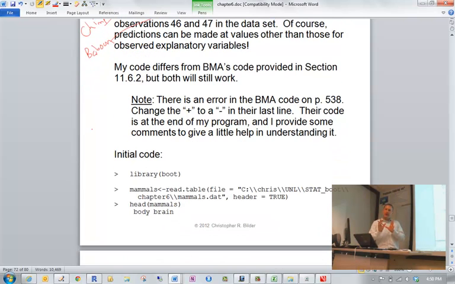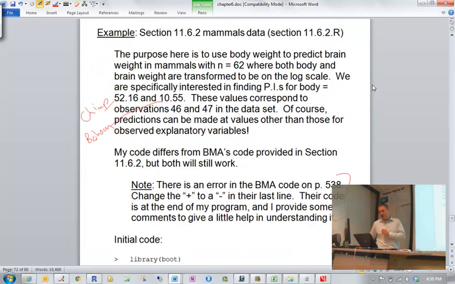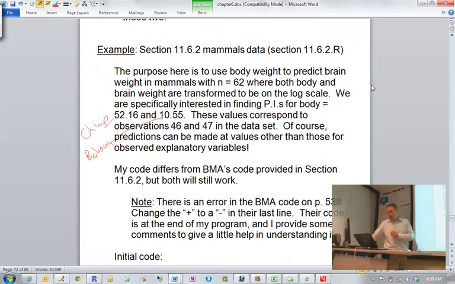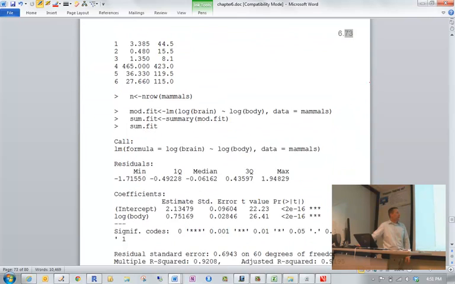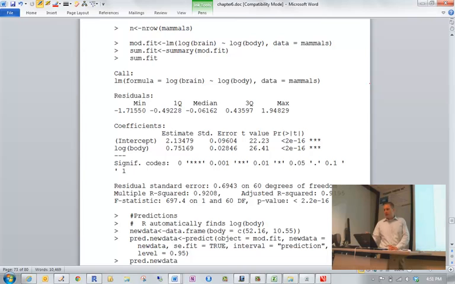There are a few errors in the book corresponding to this, and just be aware of that when you read it over in the book. This actually corresponds to an example that was in section 11.6. Okay, so I read in my data. Here's my data. It's in the body data frame, in the boot package. I estimate my model. Remember, with this data, we are working with the natural log transformation of both y and x. Here's what my model looks like.